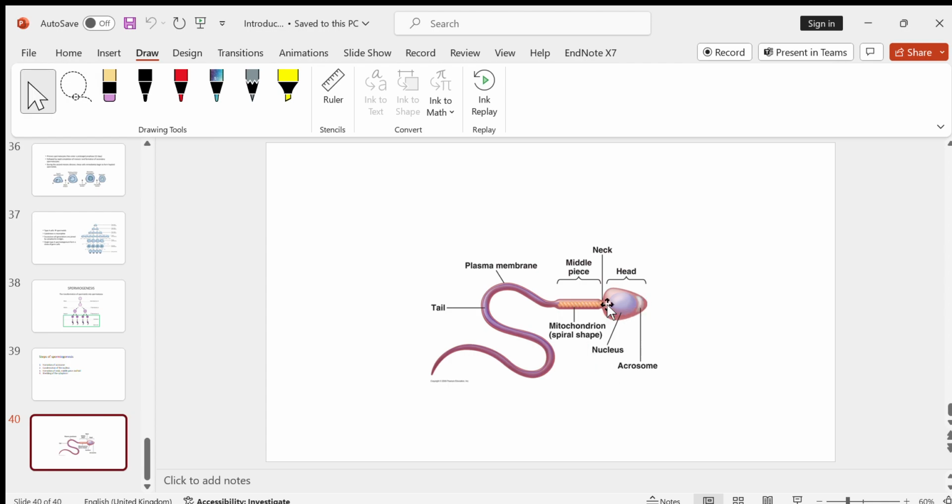The second process is condensation of the nucleus. We can see this rounded structure inside the head. This is the nucleus. It becomes visible and gets condensed. This is the second process of spermiogenesis. The third part of spermiogenesis is the formation of the neck, the middle piece, and the tail. And lastly, what happens in spermiogenesis is the shedding of cytoplasm from here. So these four steps lead to the formation of sperm, which is the final part of spermatogenesis.